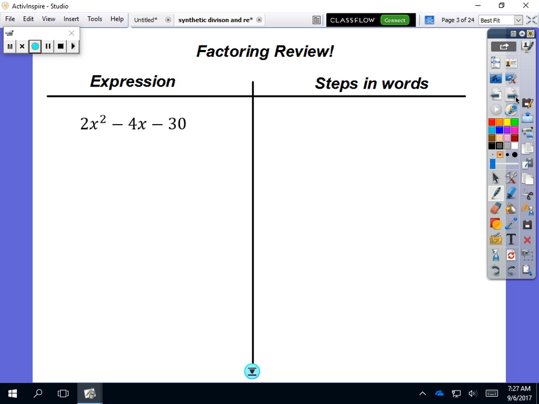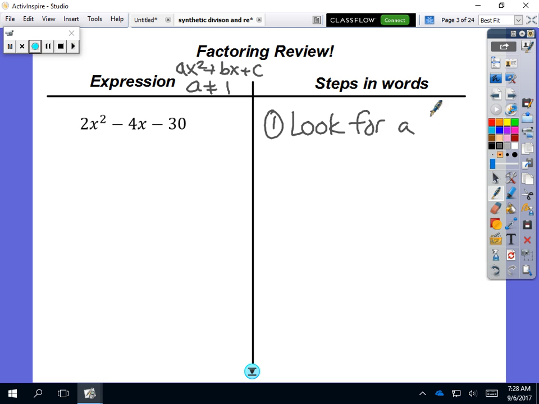And the second type of problem we're going to look at is a trinomial, but now I have a different number other than 1 in front of my first term. So we're still using ax squared plus bx plus c, but now a does not equal 1. So the first thing you want to do when you get a trinomial where a does not equal 1 is look for a GCF.